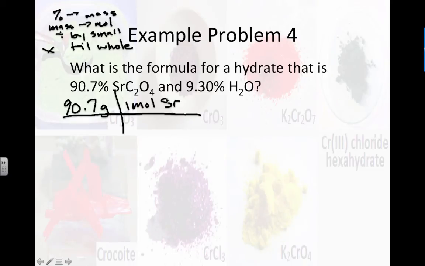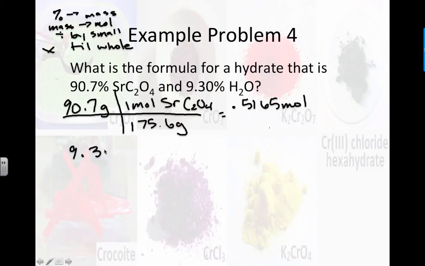1 mole of SrC2O4 is how many grams? Let's see, 1 strontium, 2 carbons, 4 oxygens, 175.6 grams. And that's going to give us, let's see, 0.5165 moles of strontium oxalate. Now let's work out the water part.